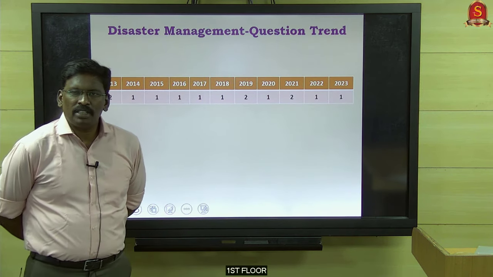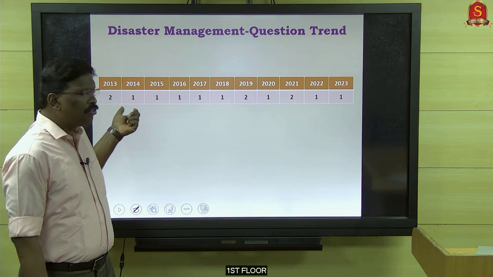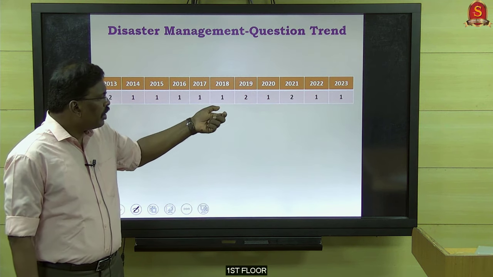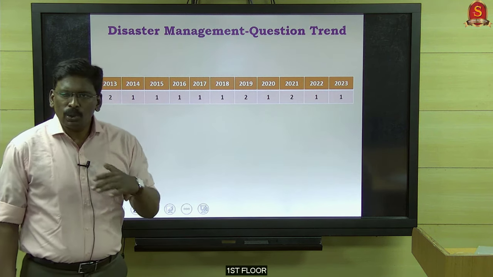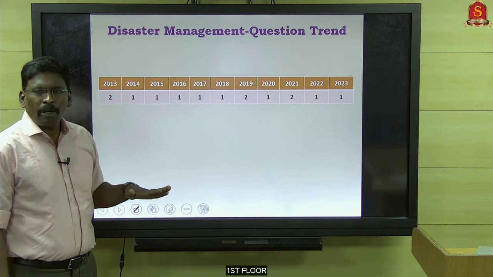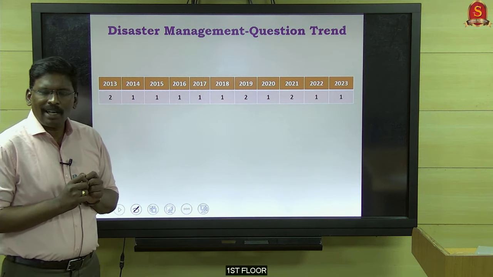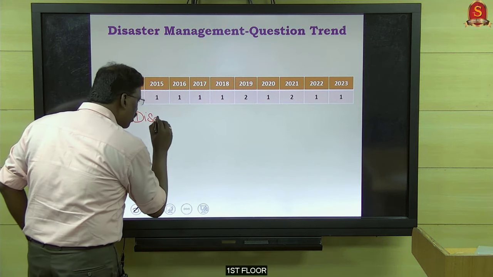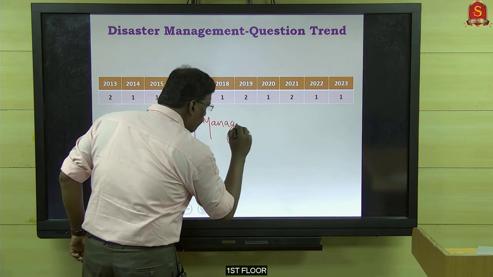Usually, if you see the previous years' questions of the disaster management portion: 2013, two questions; 2014, one question; 15, one; 16, one; 17, one; 18, one; 19, two; 21, two; 22, one. And this year, 2023, we have one question. So usually there would be one question from the disaster management area. Usually in the disaster management topic, the question would be either in the disaster or in the management portion.